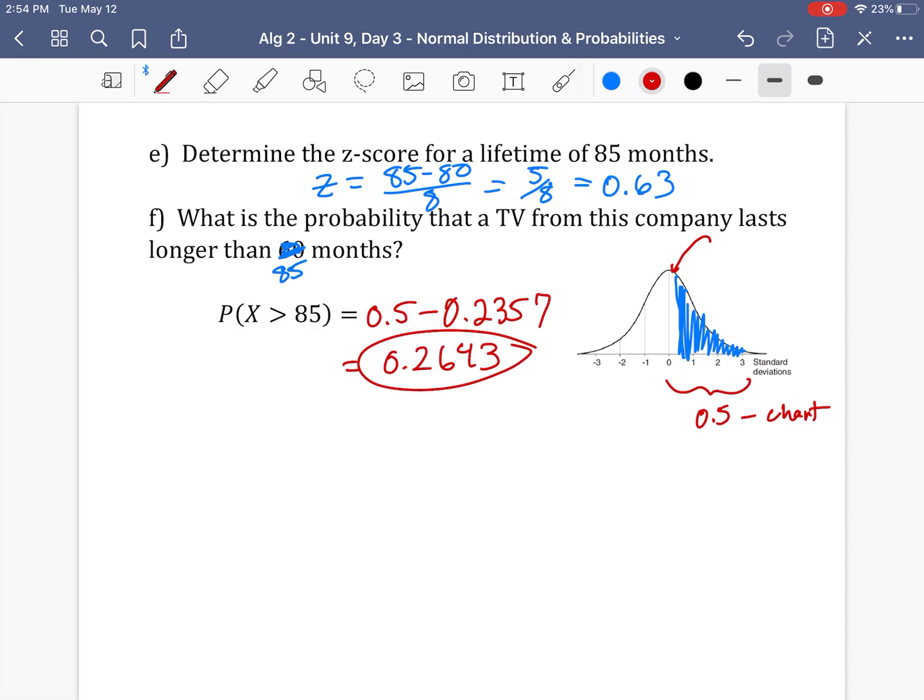And think about it, that's kind of a small probability. If something had a 26% chance, you'd be like, oh, that's not that good of a chance, but that's what it is. And so the closer you are to 0, the worse your chances are. The closer you are to 1, the better your chances are.